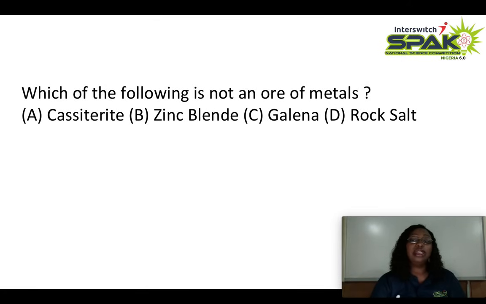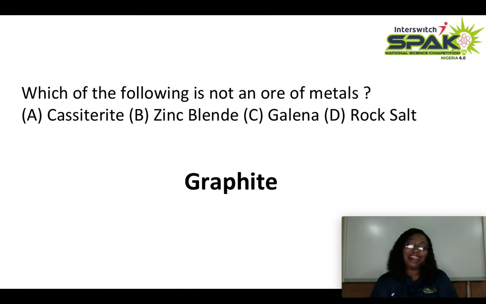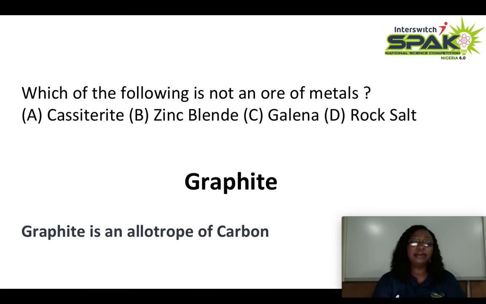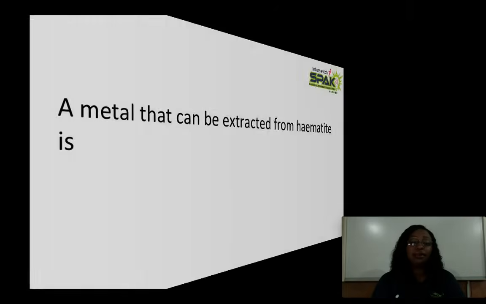Which of the following is not an ore of metals? There's a mistake. The galena is supposed to be graphite, so the answer is graphite. The others are all ores of metals. Cassiterite is tin, zinc blende is zinc, galena is lead, and rock salt is sodium. Graphite is an allotrope of carbon.